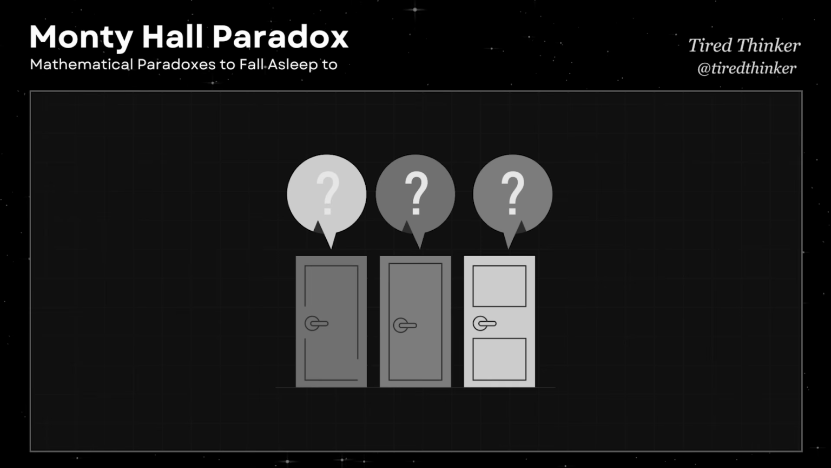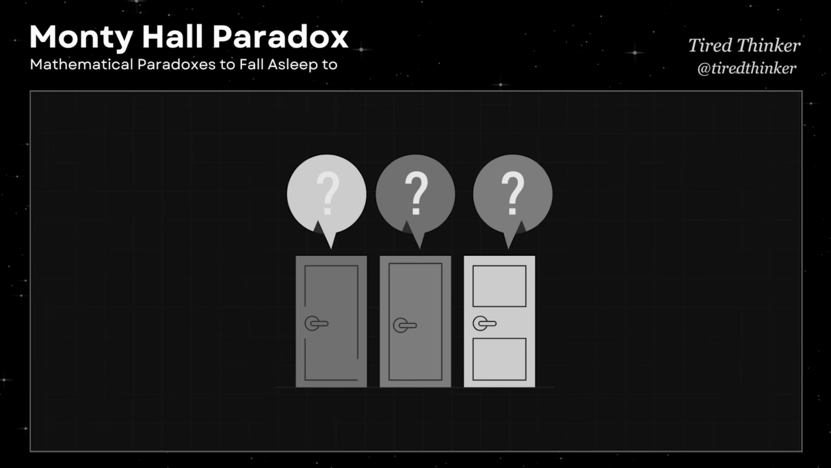When Monty opens a door, he does not do so randomly. He always picks a door with a goat. That provides information. If the contestant originally picked a goat, switching will lead to the car. If the contestant originally picked the car, switching will lead to a goat. Since the first choice had a 2/3 chance of being a goat, switching wins 2/3 of the time.